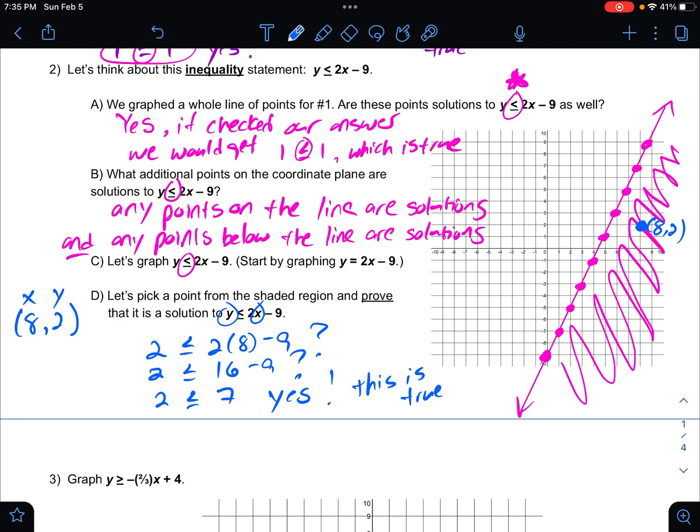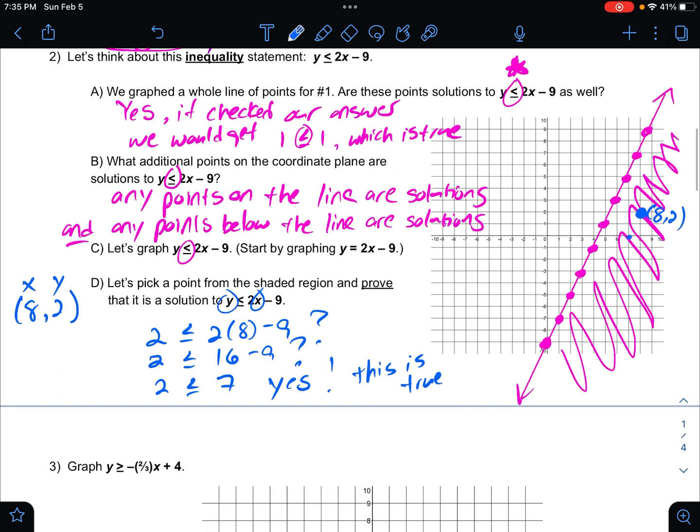In fact, any points below the line are going to make that inequality true. So they are also going to be solutions. So there's an infinite amount of solutions to this two variable inequality as well. And there'll be any xy ordered pairs, we call them, or points, any of those points that are on the line or below the line.